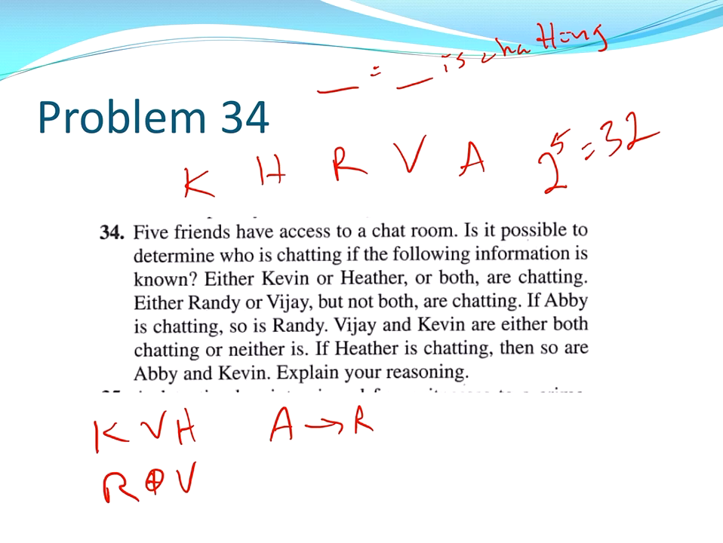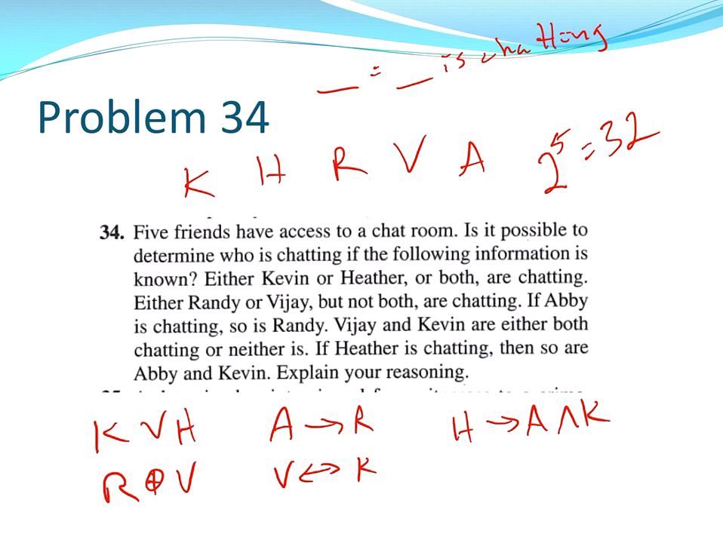VJ and Kevin are either both chatting or neither is. So that means they have the same truth value. So V if and only if K. And then finally, another implication. If Heather is chatting, then so are Abby and Kevin. So H implies A and K.